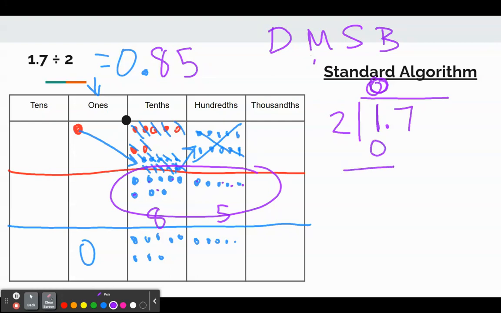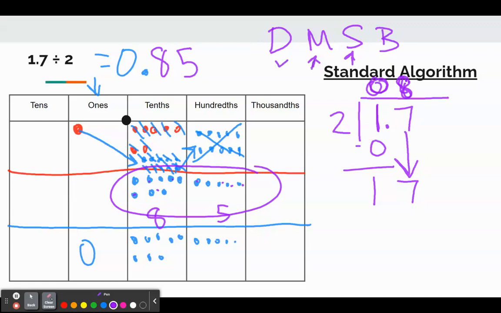So we're at this part right here. Now we have to subtract. 1 minus 0 is 1. Now I'm going to bring my 7 down because I have 1 left over. I'm going to move that 1 over to my tenths. So now I have 17 tenths. So 17 divided by 2 is 6. Oh, not 6, I'm sorry. It's 8. So we divided.